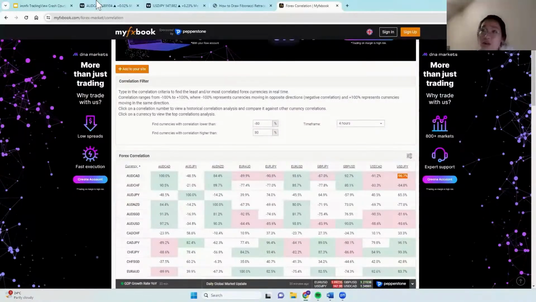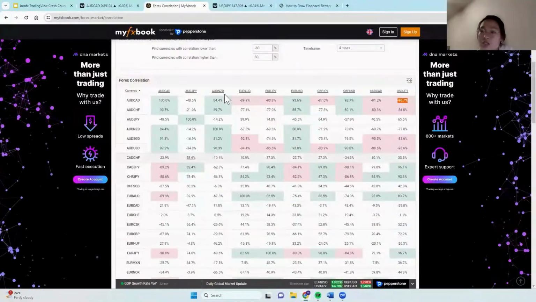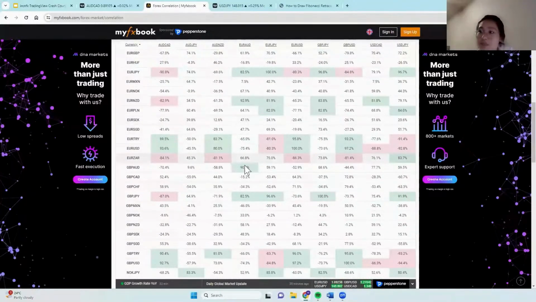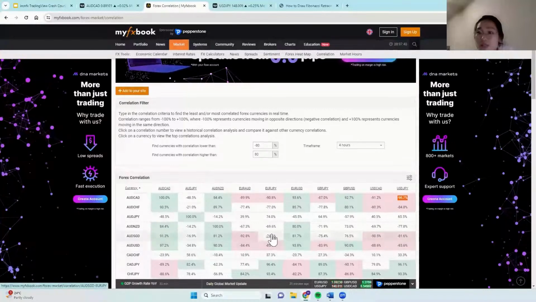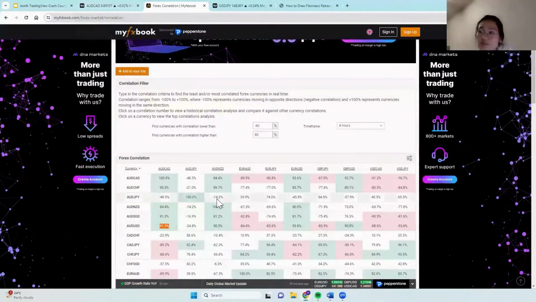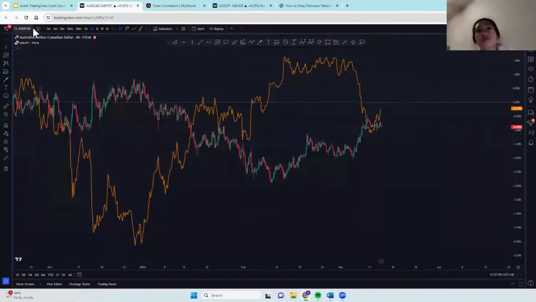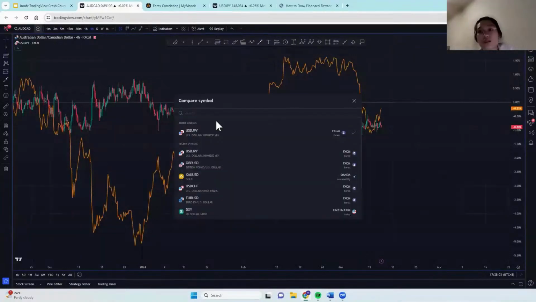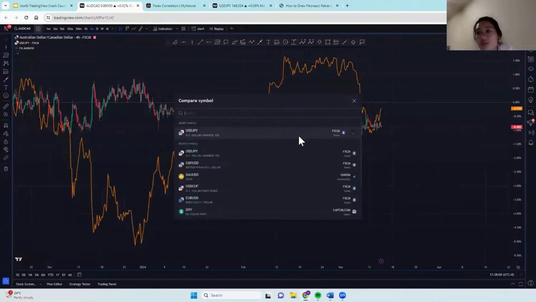Yeah, so that's basically what this plus symbol is for. It's quite useful when you use it in conjunction with this table here. Yeah, so that's for our negative. Maybe I'll do another example for a positive correlation. So here we have AUD USD and AUD CAD being 97.2% correlated. Okay, so I'm gonna look for AUD USD. Same percentage scale.